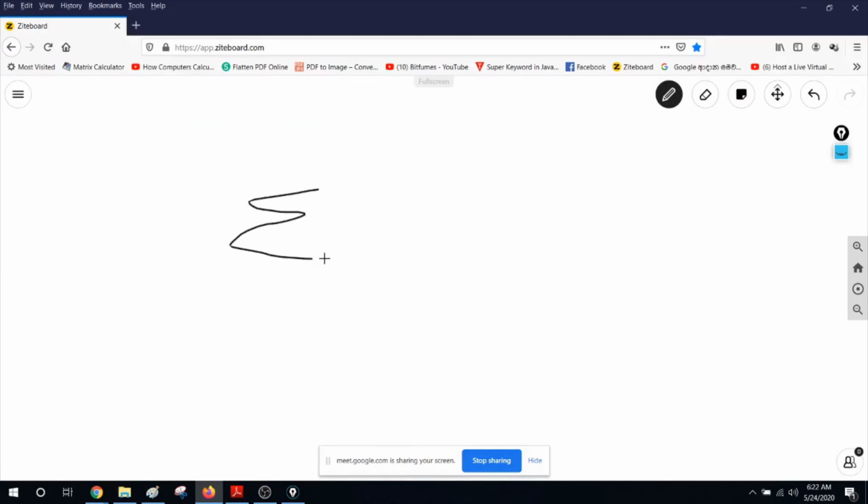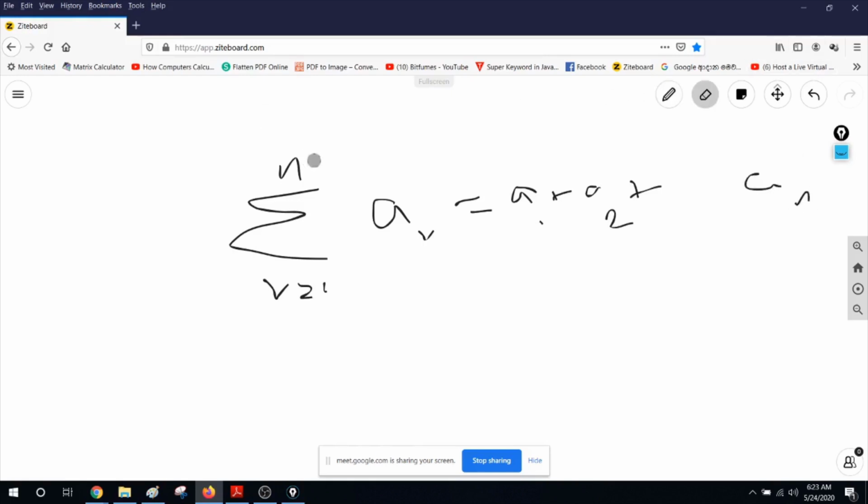We use sigma, and here we have to specify the starting point. Usually we use something like r, r equal 1 to infinity, or maybe r equal 1 to n. Then we can say just ar. So this means a1 plus a2 plus, keep moving until an.